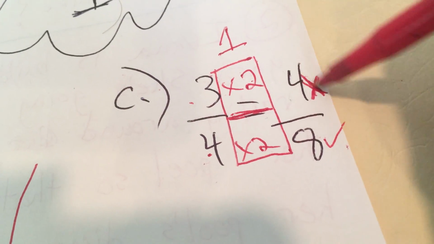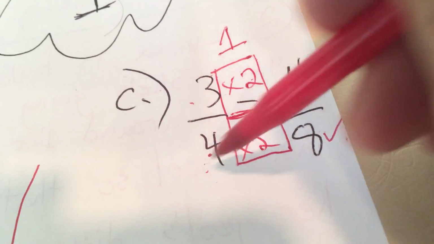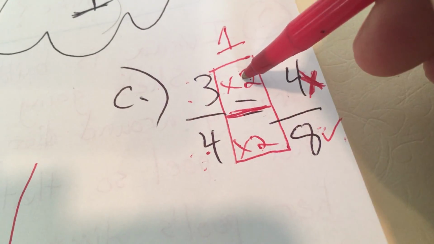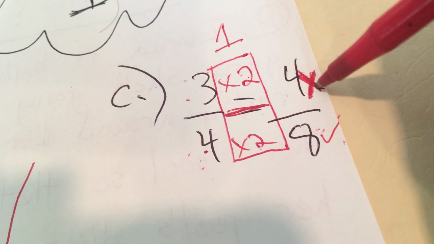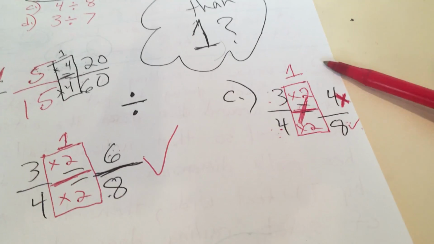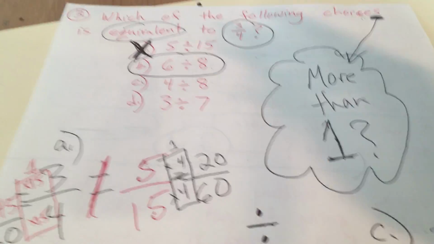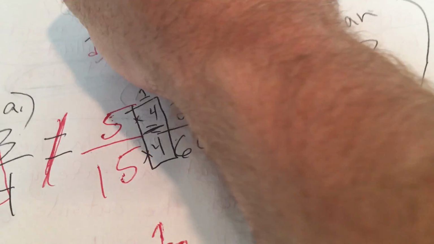So these are not equivalent, because if they were, you would be able to multiply and get the right answer on the numerator and the denominator. But since this numerator is wrong, those are not equivalent. Okay, if it said 6/8, those would be equivalent, just like here, but 4/8 is not equivalent. So C is incorrect. And we're going to try the last one here.